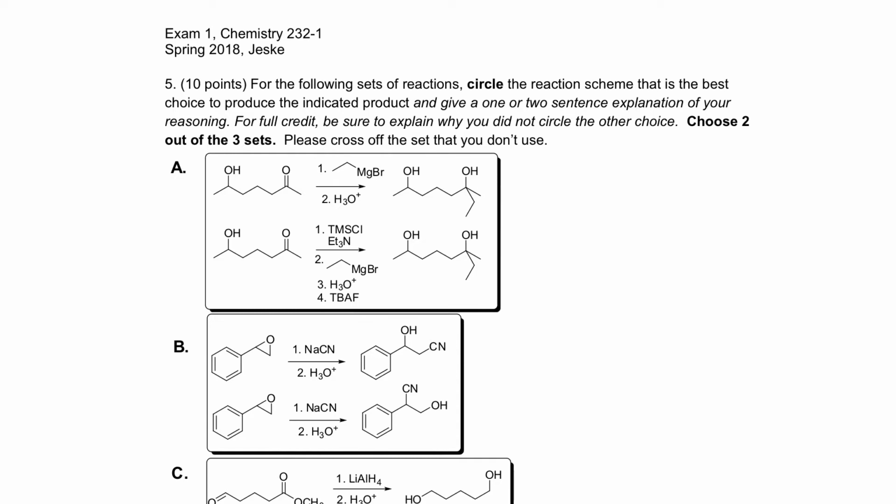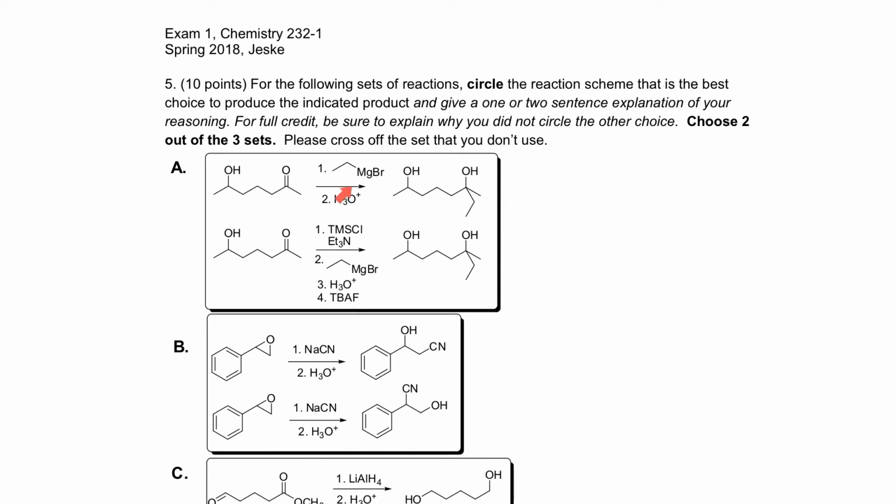Here are better choice questions. The first one, we have what looks like Grignard addition to a carbonyl followed by acid workup, or we have TMS chloride that is protecting the alcohol, then Grignard addition, then acid workup, then removal of the protecting group, both to get to the same product. So which of these is the better choice?